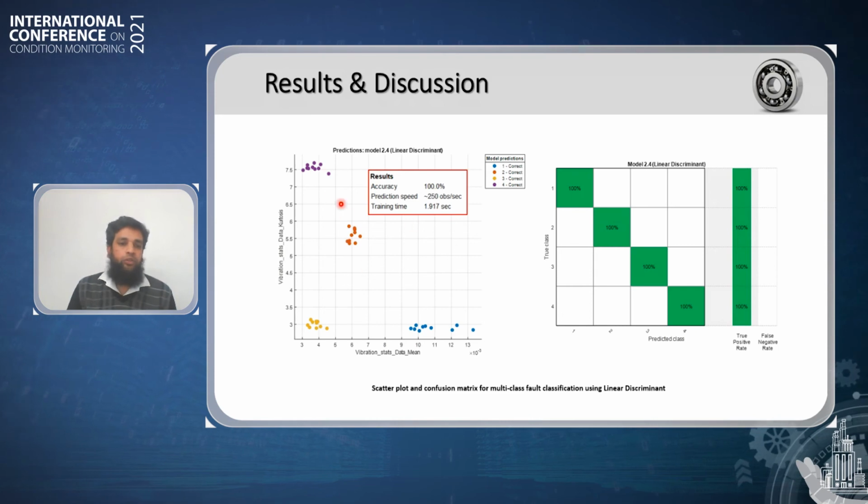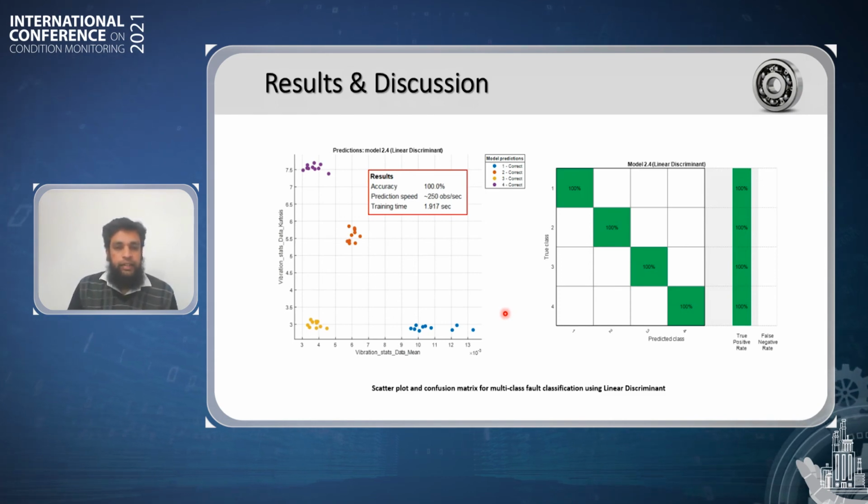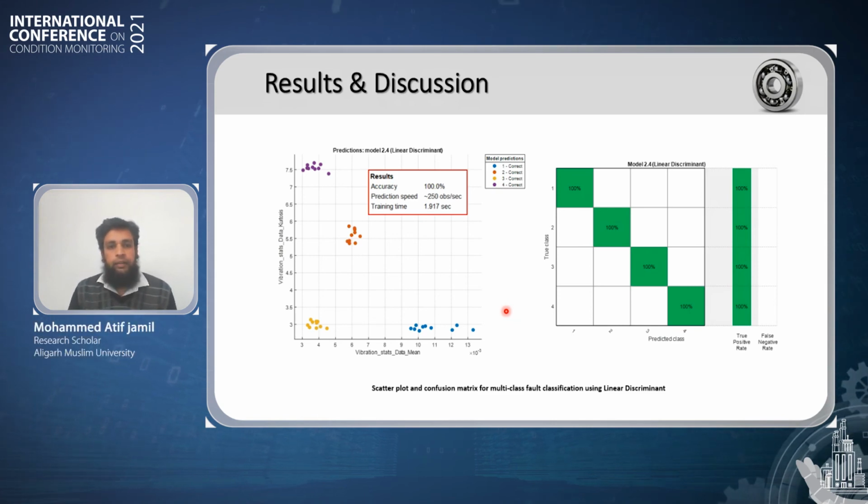That's why there are no crosses in the scatter plot and no pixels in the confusion matrix, and also no false negative rate. It seems a bit unrealistic because of the number of samples being selected for analysis. So we cannot guarantee 100% efficiency every time. It may reduce with the increased number of samples as well as sample size.